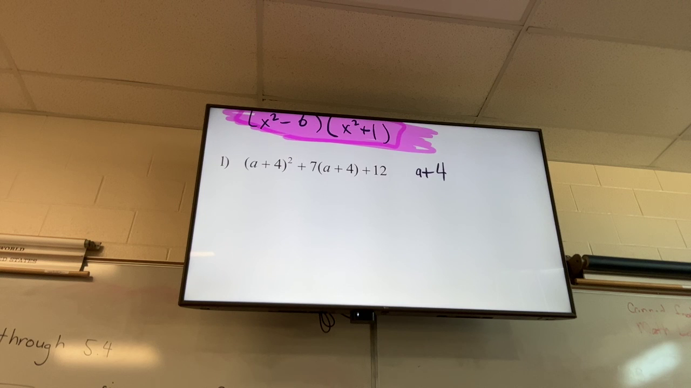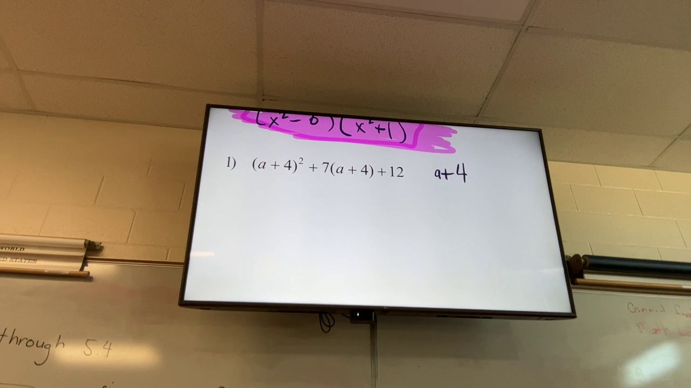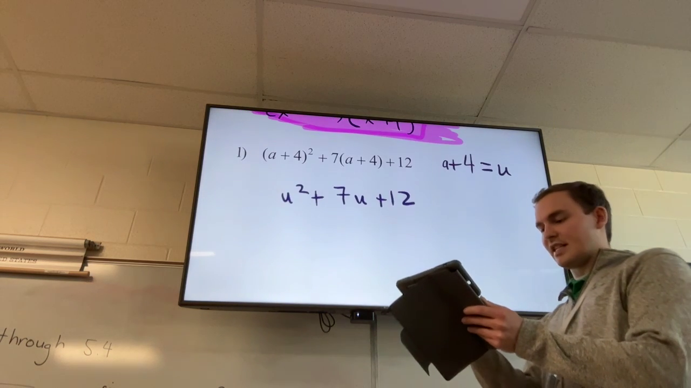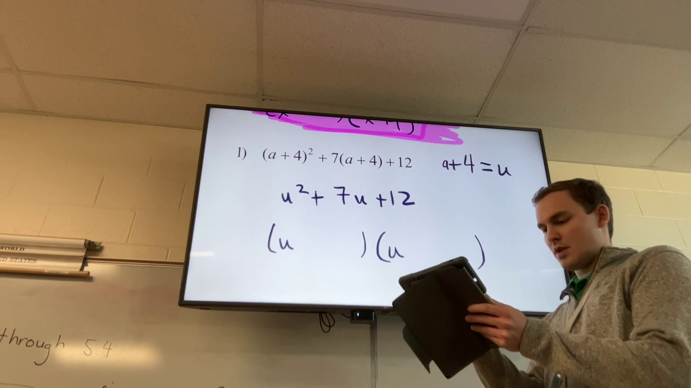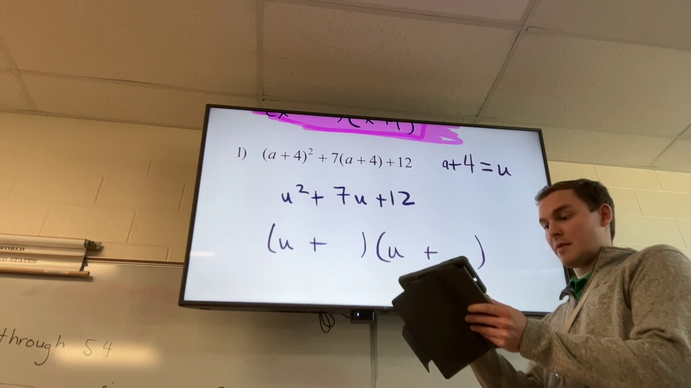So what we want to do here, we want to do U substitution. We want to substitute in a variable. We want to set U equal to a plus 4. Now what this problem becomes is U squared plus 7U plus 12. You guys see that? I put a U everywhere there's an a plus 4. Do you need U substitution? I highly recommend it. You can do it in your head, fine, but I recommend it. Okay, and then I factor that out. That's an easy factor. U plus, that'll be 3 and 4.